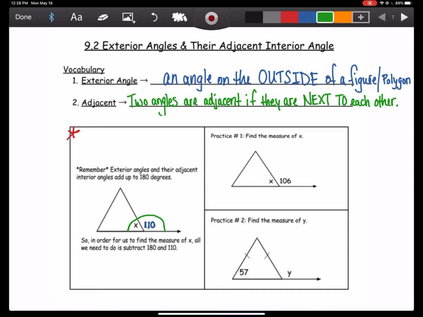So the way we're going to model this is, again, we're going to set up an equation. I'm going to write that equation in red. So I'm going to take what we know. We know that X plus 110 equals 180 degrees.